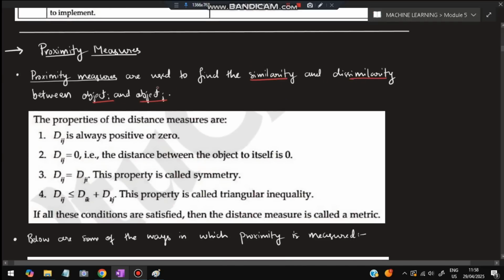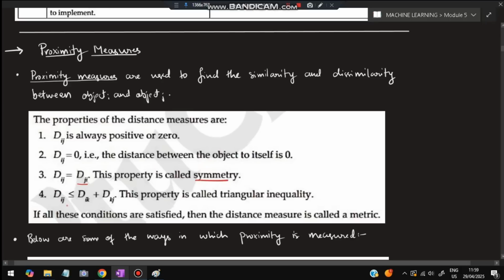The distance between object i and j is always positive or zero. It cannot be negative. If this is here and this is here, obviously some distance is there, it is positive only. Negative distances cannot exist in reality, right? If d(i,j) is 0, it means the object is at the same position. If d(i,j) equals d(j,i), both distances are equal, which means it's symmetric.